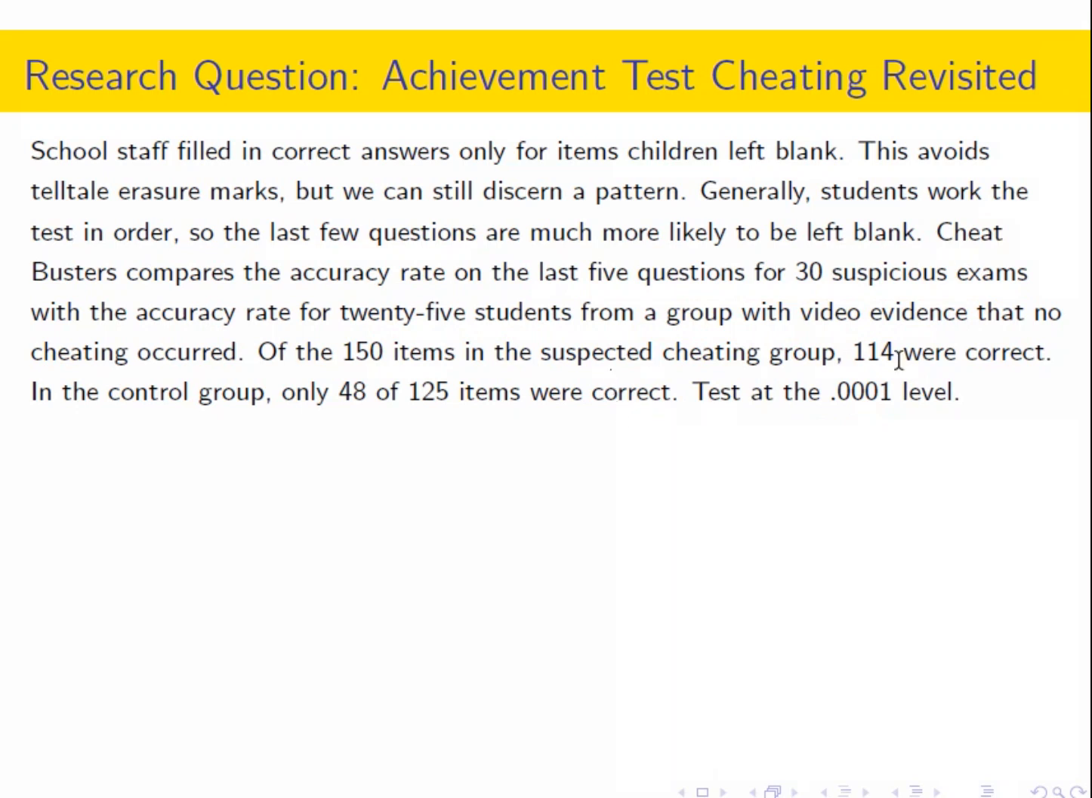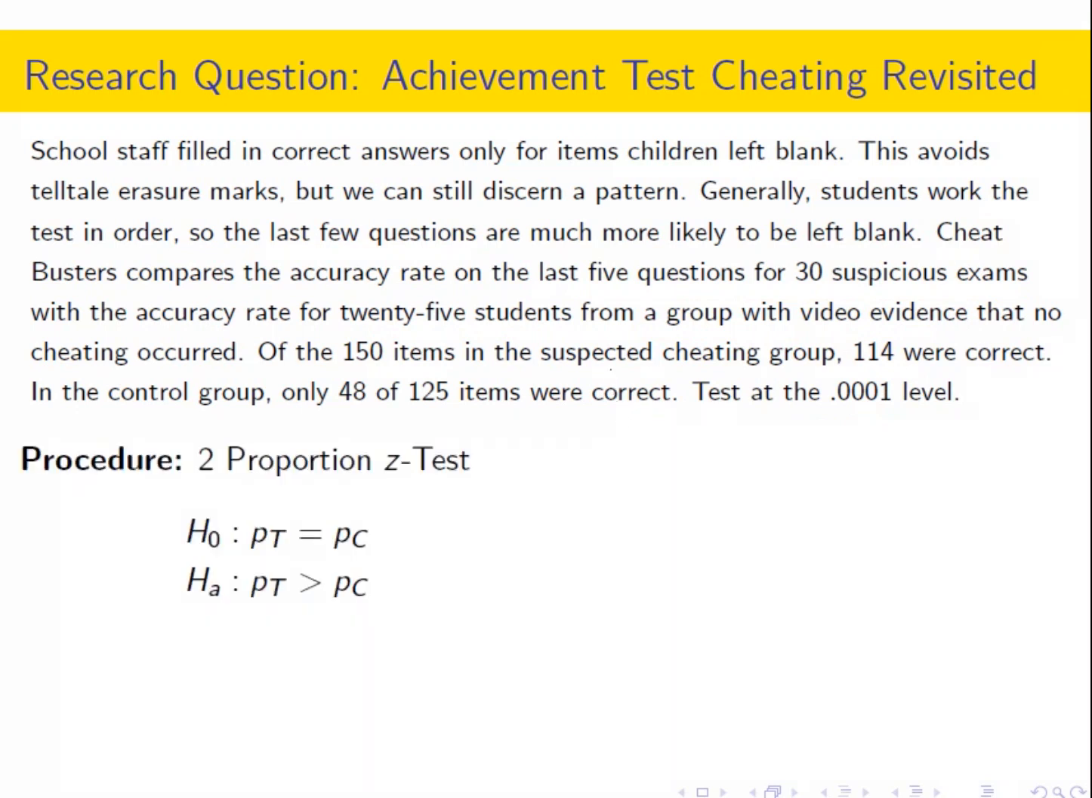Okay, so notice that we have a 2 proportion test. We have 2 samples of data. We have the suspicious group, 114 out of 150, so that's 1 fraction. So this is the test group. We have test and control group.